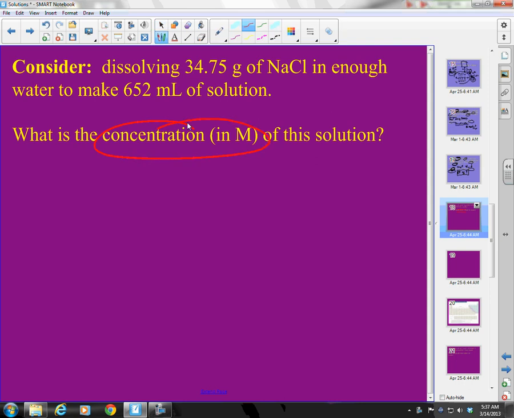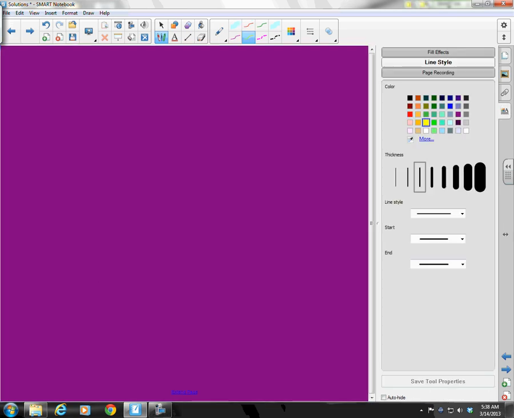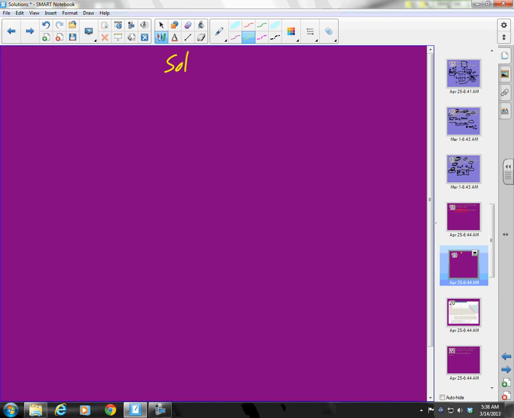Concentration in M. Ooh, I think we need some notes. Yes, that is correct. Let me change pen color so you can read my notes. And that's difficult enough when I have a bright color, isn't it?